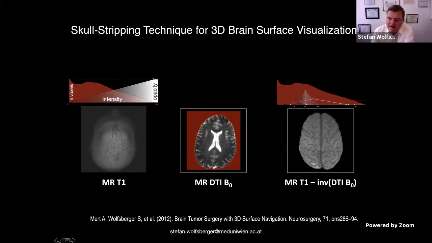So we developed a little algorithm that helps you to subtract your DTI image from a T1 image. And with a click of a button, you get this very nice brain surface. And we think this is very useful, especially in intrinsic tumor cases.